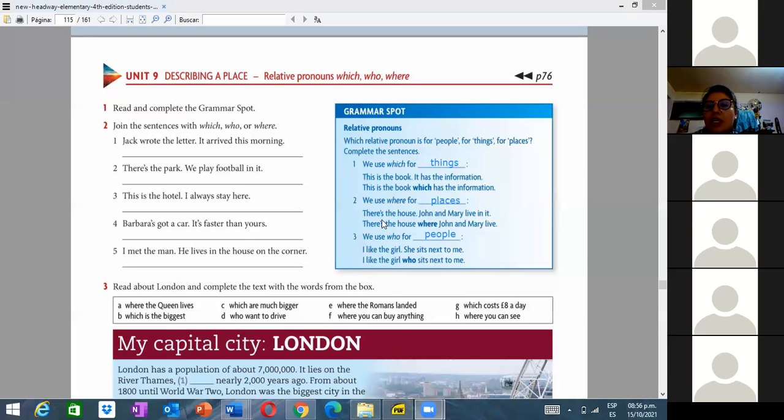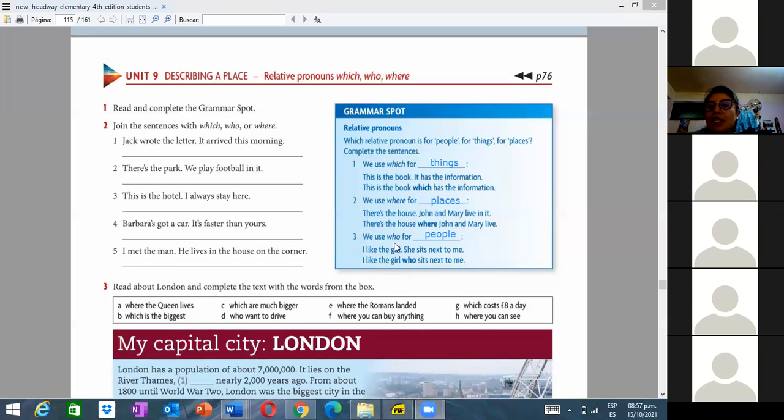For example, there is the house. Ok, aquí estamos hablando ya de un lugar, una casa. There is the house. John and Mary live in it. John y Mary viven ahí. There is the house where John and Mary live. Right? Podemos armar nuestra oración así, uniendo, y sin tener que mencionar nuevamente la casa ni nada. Hay una casa donde John y Mary viven. ¿No? Entonces, hablamos de algo y al ladito está el relative, ¿no ve? El libro, el cual, la casa, donde. La casa donde John y Mary viven.